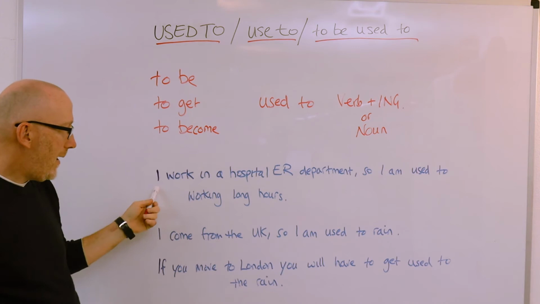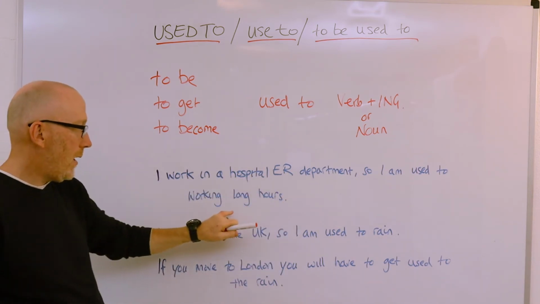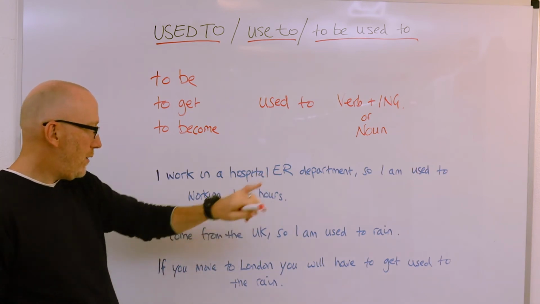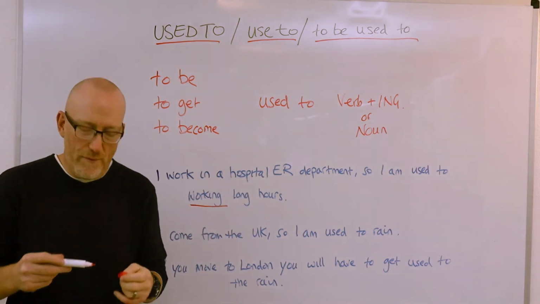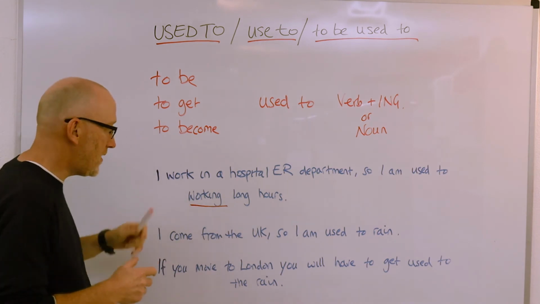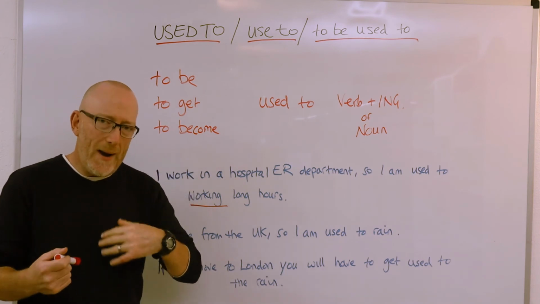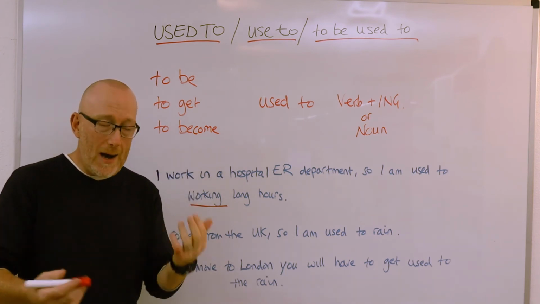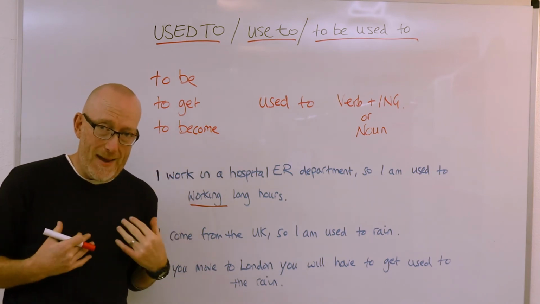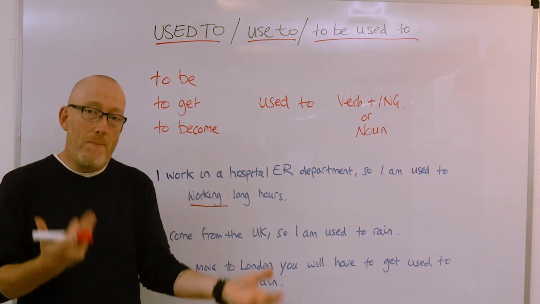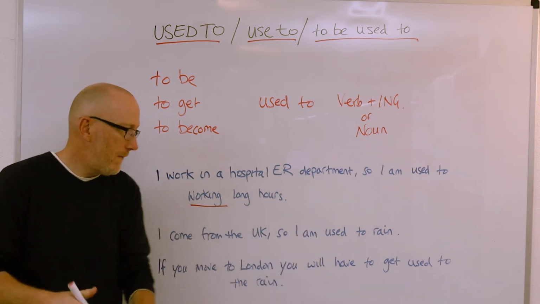Now, just take a look at these examples. I work in a hospital ER department, so I am used to working long hours. I am used to working. Here's your ing verb form. I am used to working long hours. So this sentence is basically saying, because of the job I do, I have worked long hours for a long time, so for me, it is okay. I am familiar with working long hours. I am okay with it.